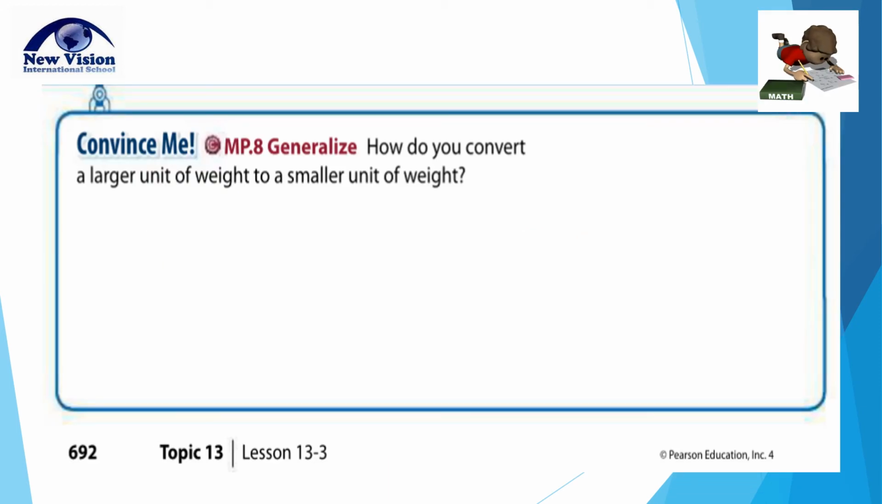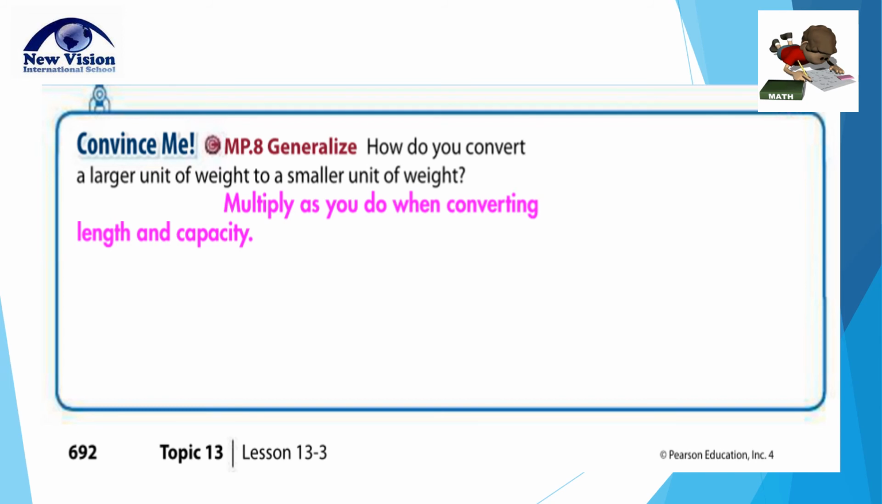Convince me. How do you convert a larger unit of weight to a smaller unit of weight? Answer. Multiply as you do when converting length and capacity.